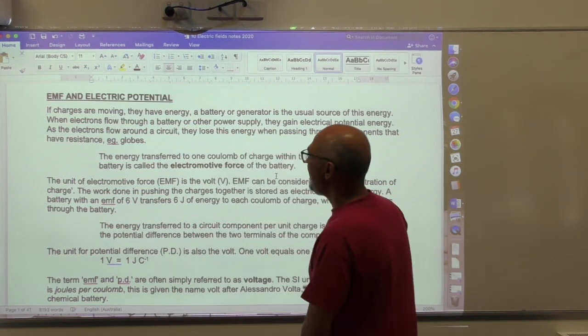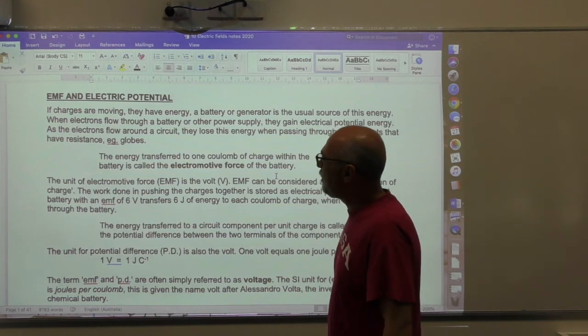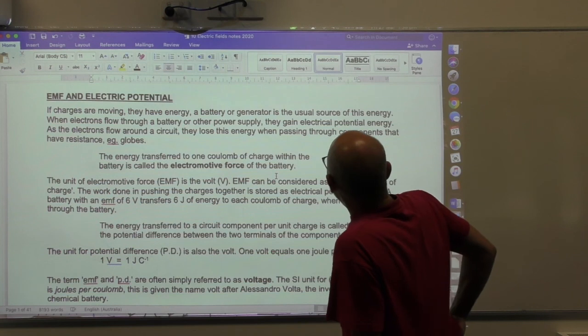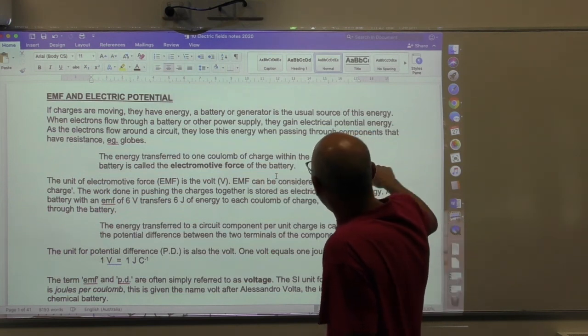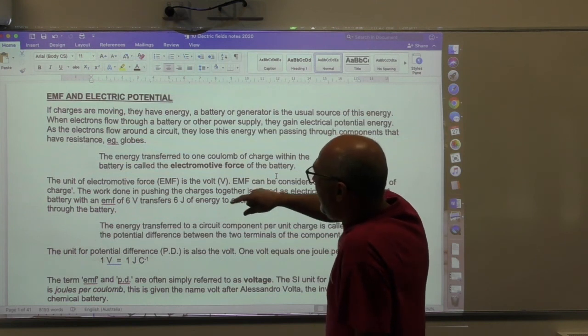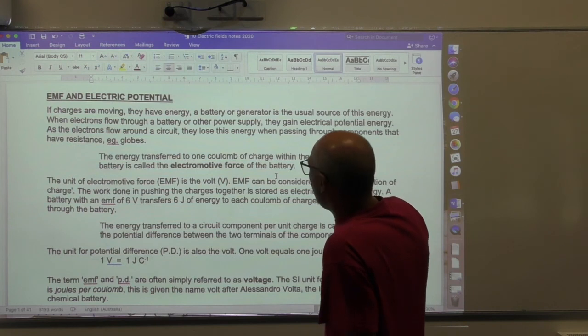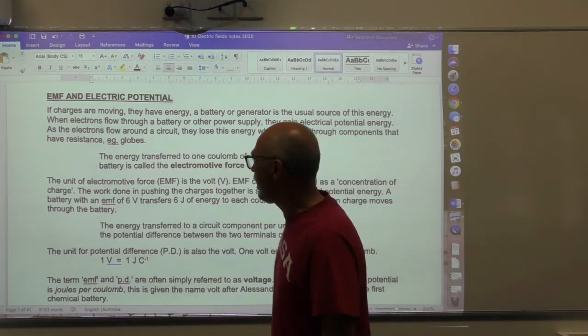All right, so EMF and electrical potential, that's just another word for voltage. If charges are moving, they have energy. A battery or generator is the usual source of this energy. When electrons flow through a battery or other power supply, they gain electrical potential energy. As the electrons flow around the circuit, they lose this energy when passing through components that have resistance, i.e. globes or any kind of machinery.